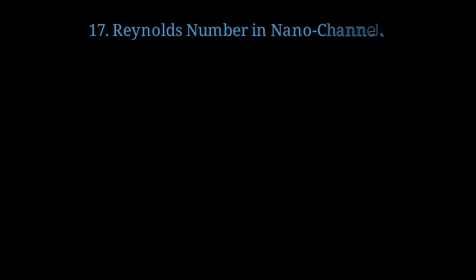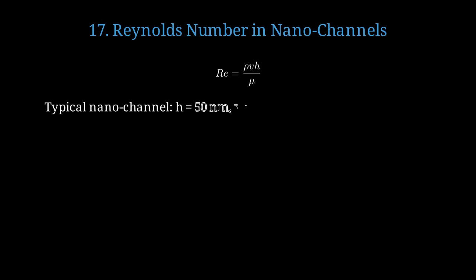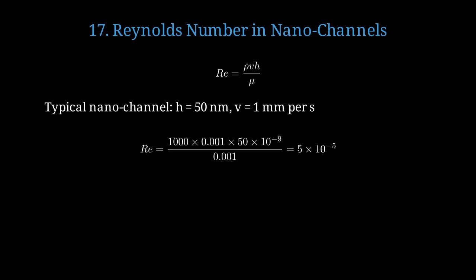The Reynolds number, which characterizes flow regime, behaves differently at the nanoscale. The Reynolds number equals density times velocity times channel height divided by viscosity. It determines whether flow is laminar or turbulent. For a typical nanochannel, 50 nanometers tall with flow speed 1 millimeter per second, the Reynolds number is about 5 times 10 to the minus 5, incredibly small.